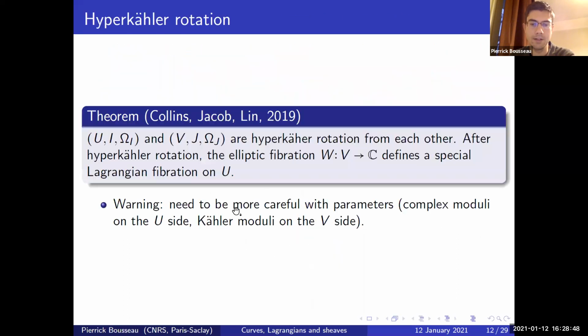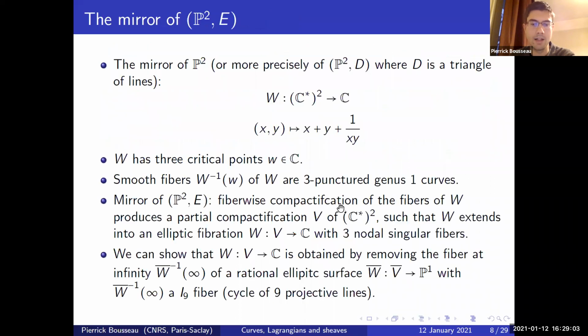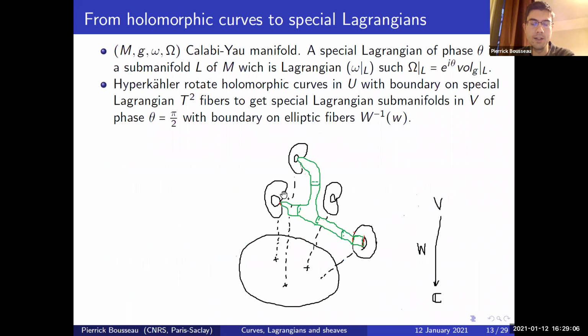So you see in this operation, something funny is happening. Here, I had some T2 fibration where the fibers were Lagrangians, and in red, I had some holomorphic curve. And this picture was inside U. And now, after hyperkähler rotation, the T2 fibration has become a holomorphic fibration. So now the tori are holomorphic, and my holomorphic curve is turned into a Lagrangian object, this green thing. So now I have some special Lagrangian in this elliptic fibration with one boundary living on one elliptic fiber.